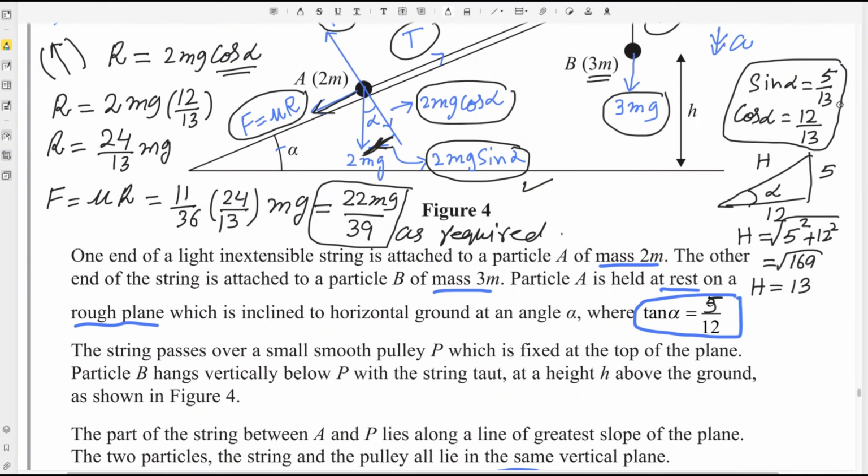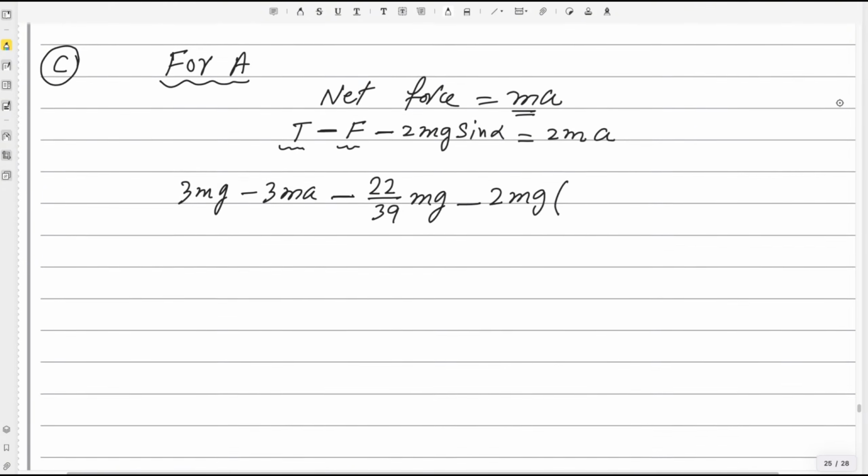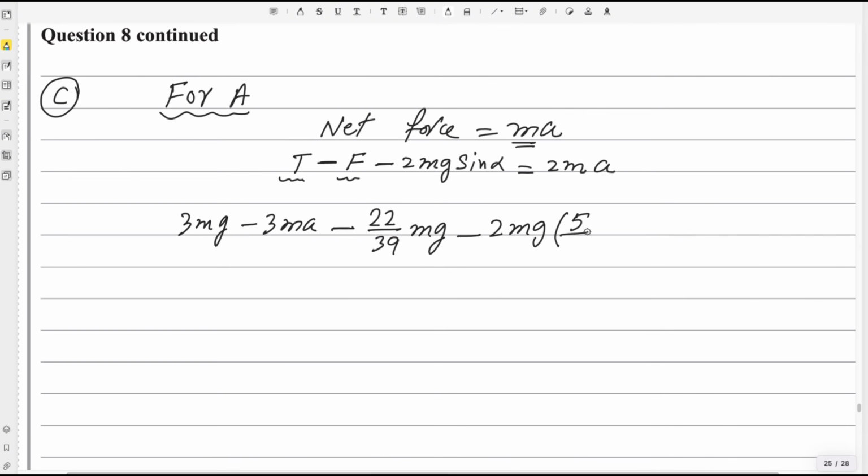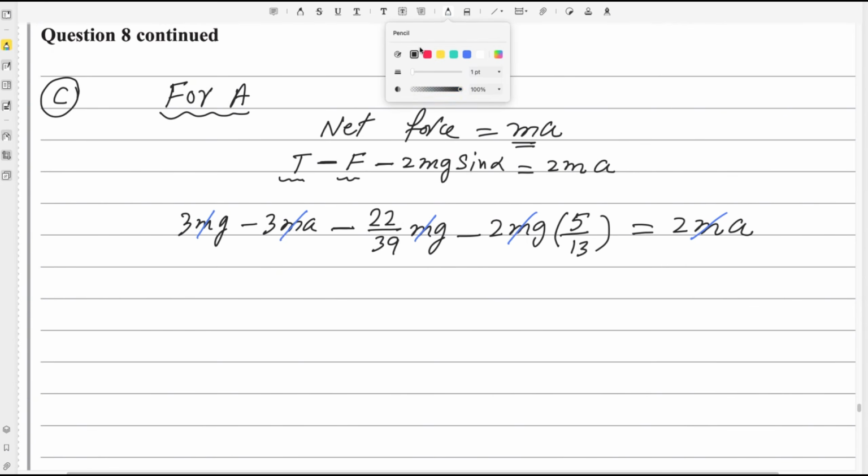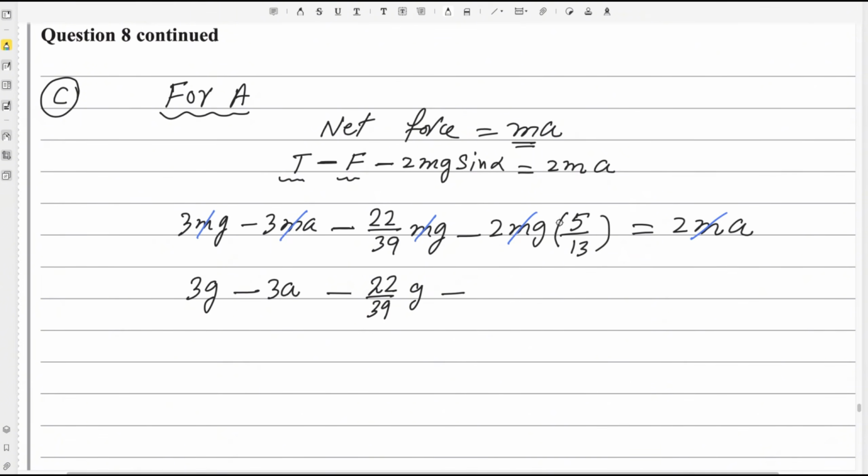So sine alpha is 5 over 13, we can use here. And 2mA. M is common throughout, so you can cancel it. You are dividing by M, and the rest we will simplify. So it is 3g minus 3a, 22 over 39g, minus 2 multiplied by 5, that is 10 over 13g, equals 2a.